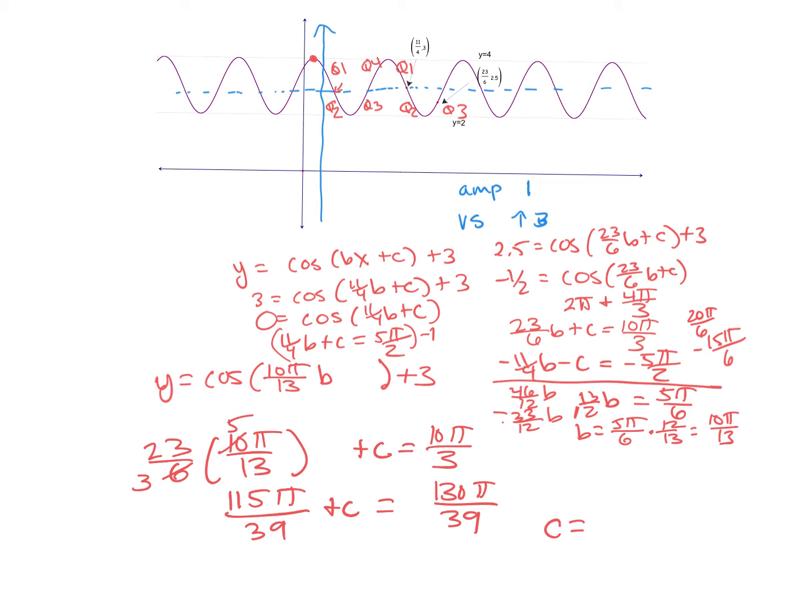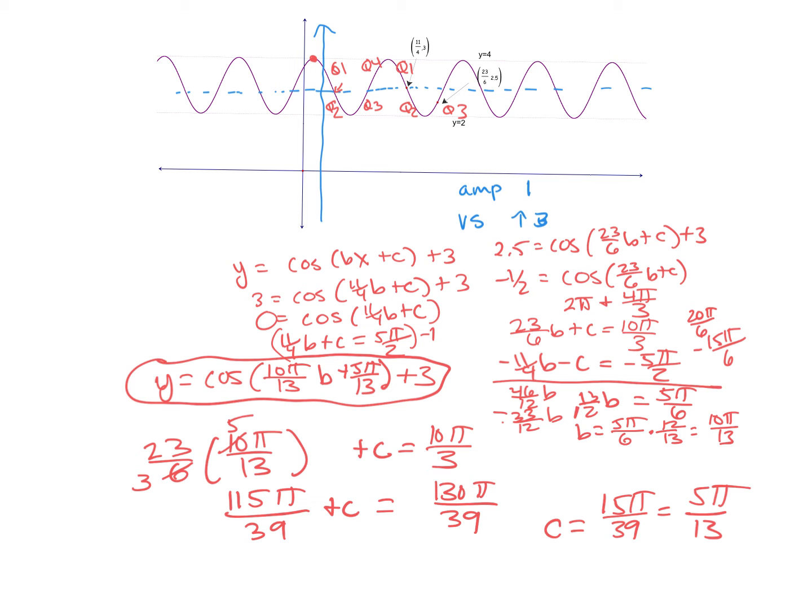So c is going to be 15 pi over 39, but we can simplify that to 5 pi over 13, dividing the top and bottom by 3. Okay, so going back to my equation, this is going to be 5 pi over 13, which makes sense now because after the plus there, there's going to be a shift to the left from what it normally is. So there we go.